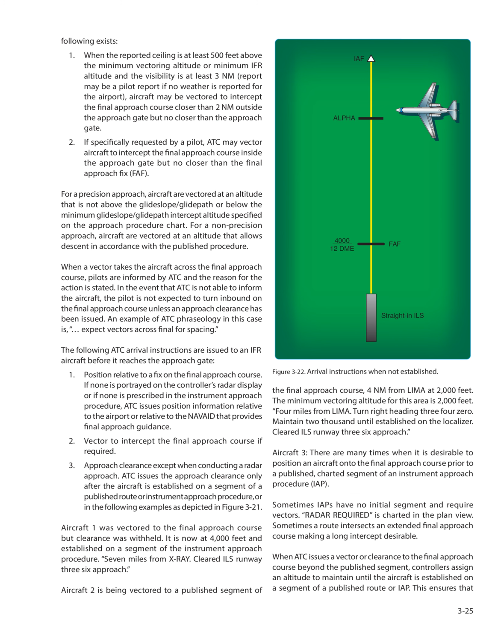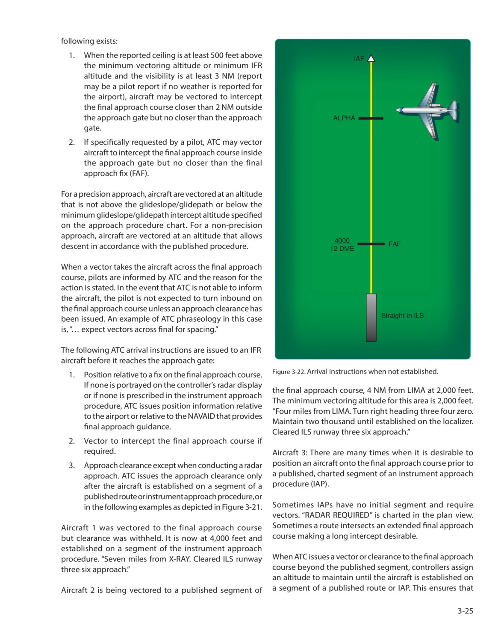2. Vector to intercept the final approach course if required. 3. Approach clearance, except when conducting a radar approach. ATC issues the approach clearance only after the aircraft is established on a segment of a published route or instrument approach procedure, or in the following examples, as depicted in Figure 321.